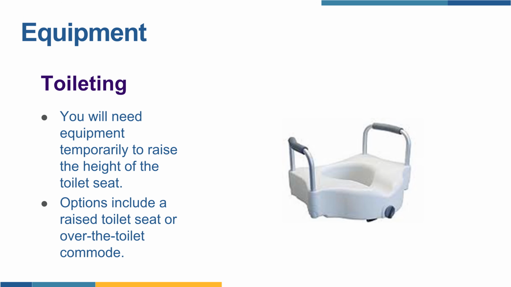It is difficult to get on and off a toilet seat after surgery because of your knee pain, weakness, and stiffness. You will need to get a raised toilet seat or over-the-toilet commode chair temporarily to raise the height of the seat. Getting one that has armrests will also make it easier to get up from the toilet.